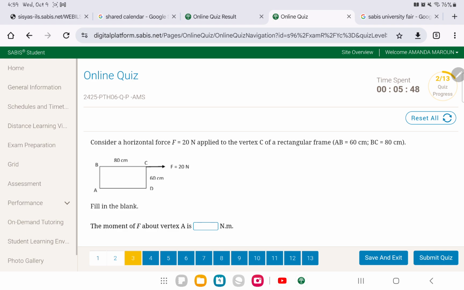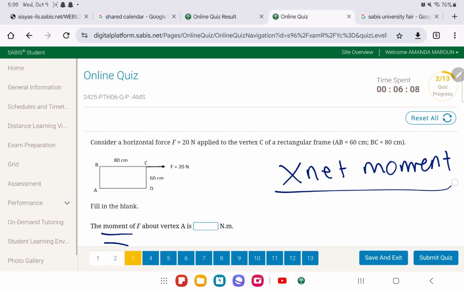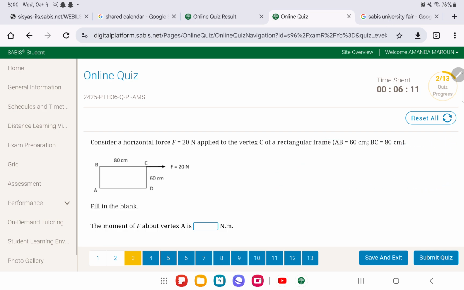Question number 3. The moment of F about vertex A. Now this is really important. Whenever they ask us moment, pay attention, not net moment. Net moment is a different thing. We will talk about it later in the quiz. But here they're asking us about moment. And whenever they ask you about moment, you do not put plus or minus. It will always be a positive value. However, if they ask us about the torque, then yes, you have to put positive or negative, meaning that you have to find the direction.